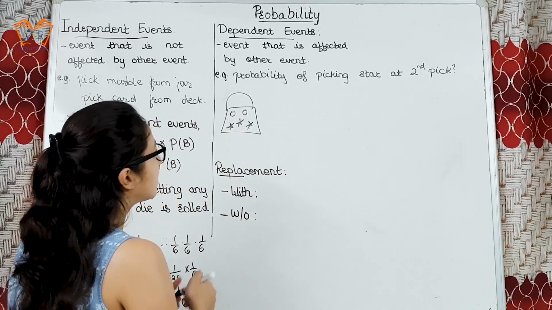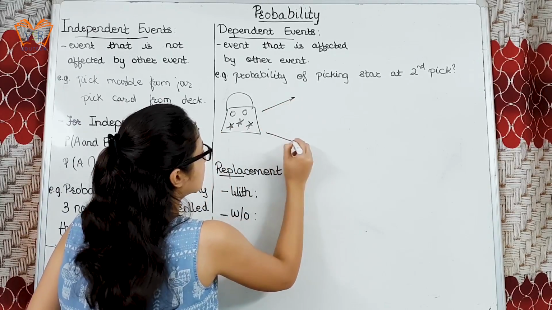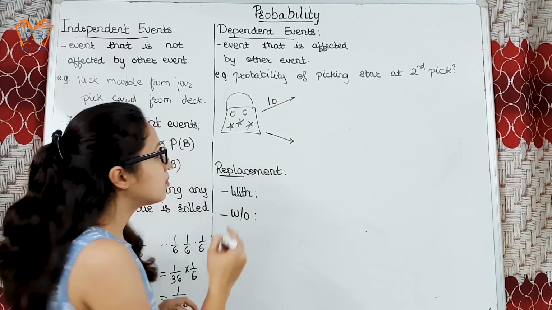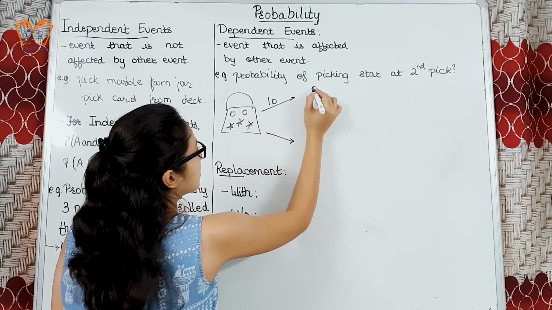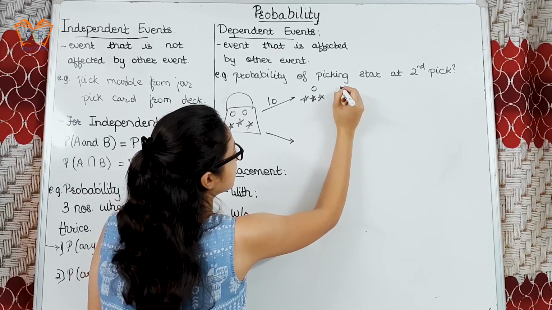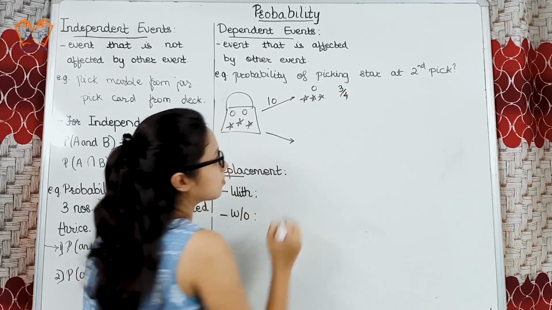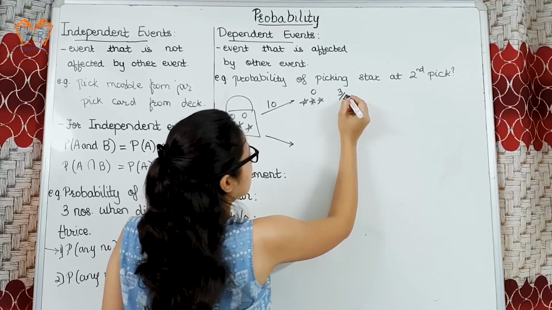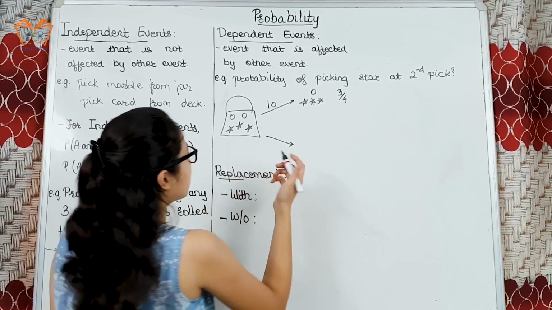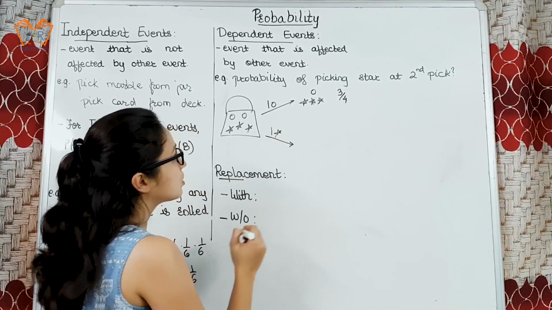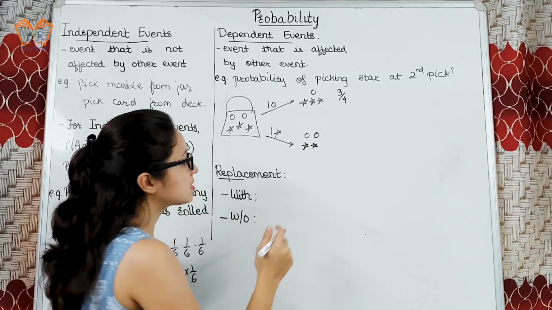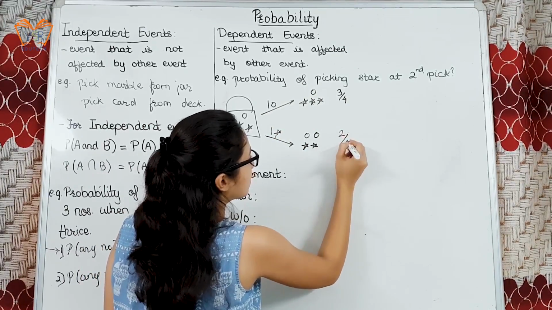So before the second pick, let us see what happens at the first pick. Suppose at the first pick we pick up a coin. Now we'll be left with 1 coin and 3 stars. So the probability of picking a star at the second pick will be 3 by 4. And if suppose we pick up 1 star, we'll be left with 2 coins and 2 stars. So the probability of picking a star at the second pick will be 2 by 4.